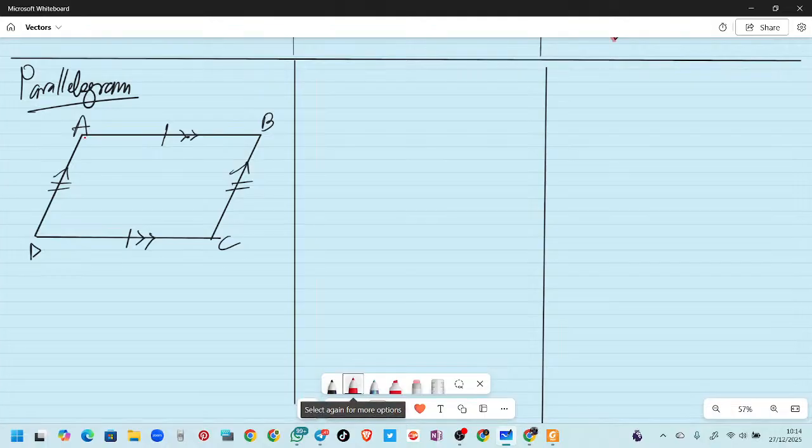Now if you want to find the area of this parallelogram, you can see that we can bring a straight line here and we get two triangles, right? So these two triangles, they are symmetric about each other.